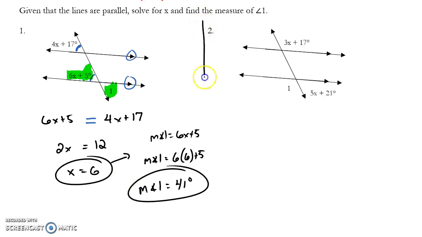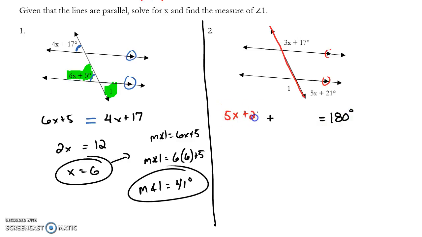In number 2, I have a different relationship between the two angles that have my variable. My lines are parallel. These two angles are on the same side of my transversal, but both in the exterior. Parallel lines, same side exterior angles are supplementary. That's when I add my angles and set them equal to 180 degrees. That gives me 5x plus 21 plus 3x plus 17 equals 180.